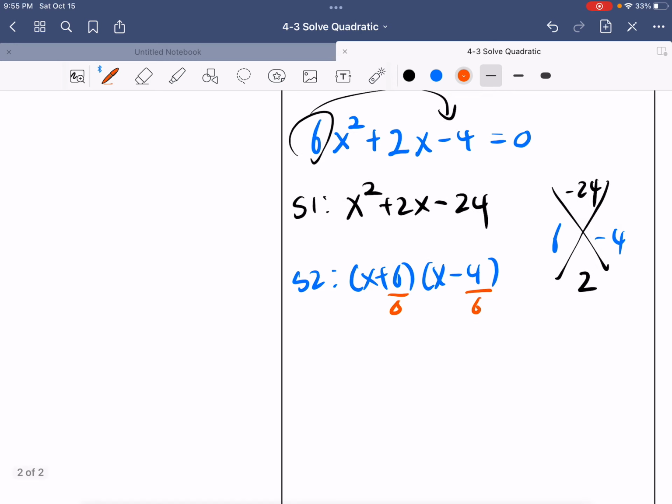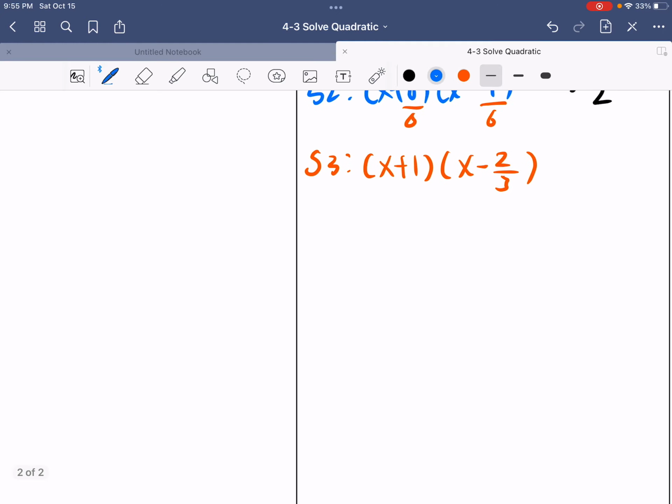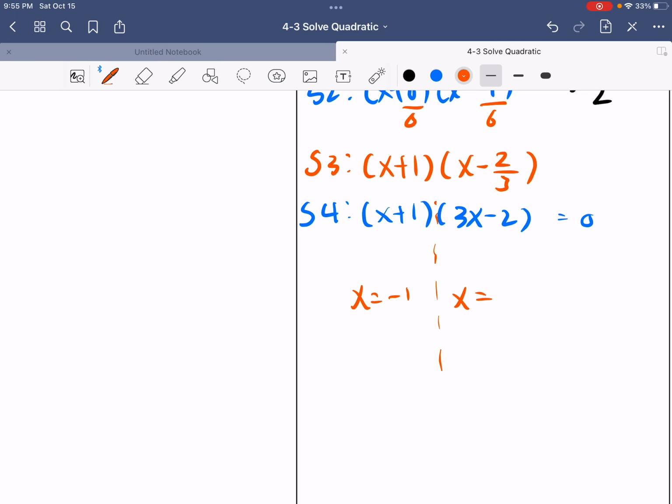So it's going to be what? Step 3 is going to be x plus 1 and x minus, what's 4/6? 2/3. If you could not simplify this one, come on guys, you can do that. x plus 1, and this one is going to be 3x minus 2 equal to 0. Now, what's the answer going to be? x equals -1, the opposite, and x equals +2/3. This divided by this, okay?